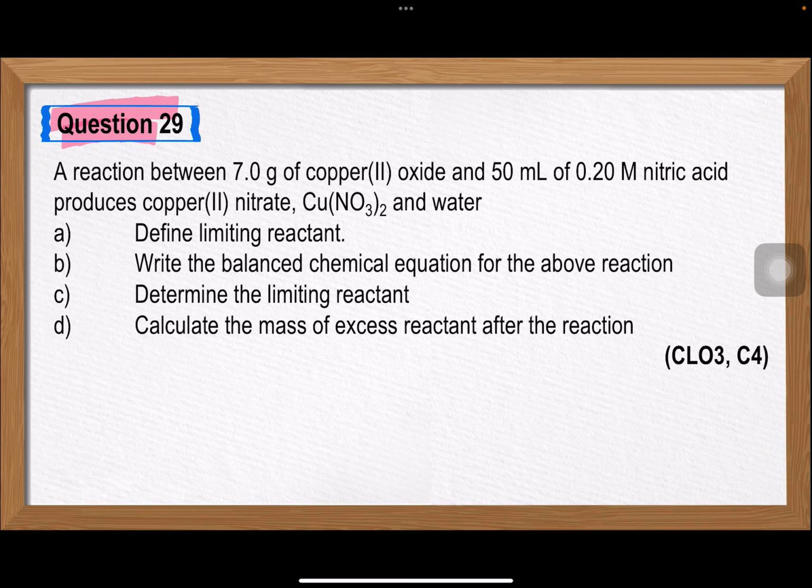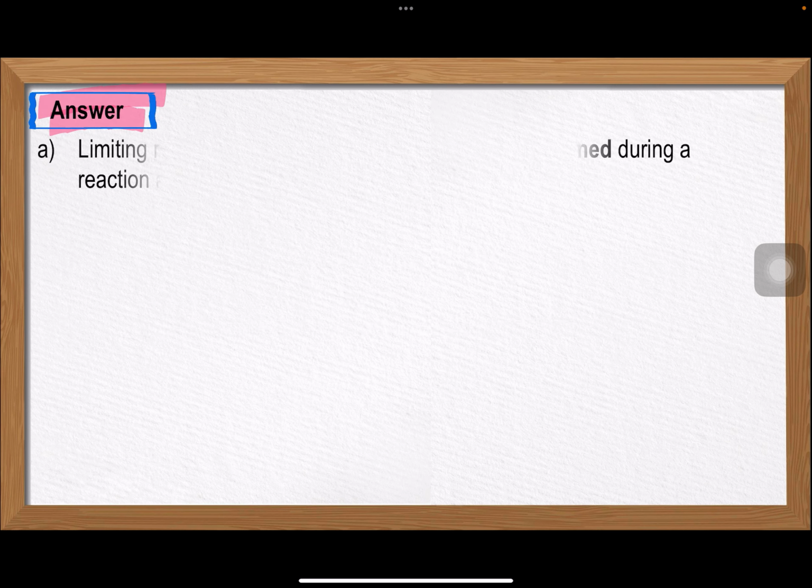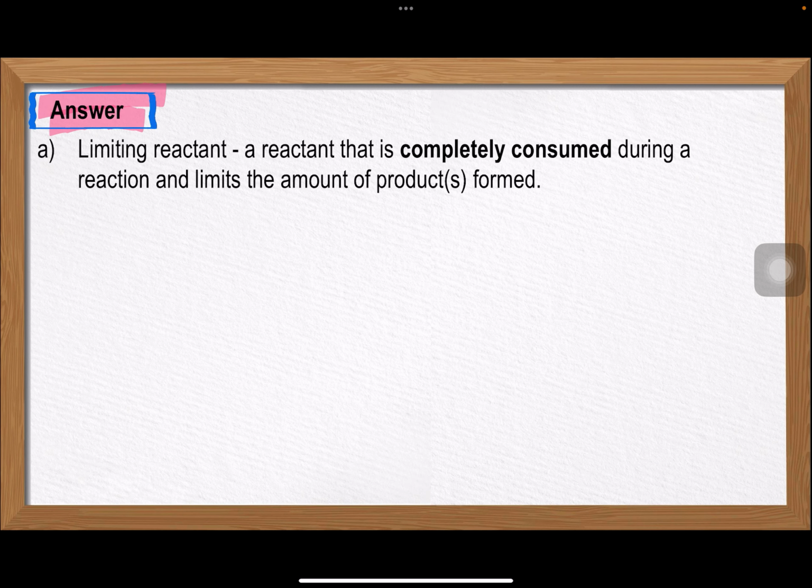Refer to your notes and you need to remember this term. Limiting reactant is completely consumed and limits the product. Then part B, write the balanced chemical equation. The balanced chemical equation is like this. This is only the inspection method. It must balance.